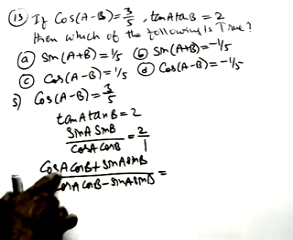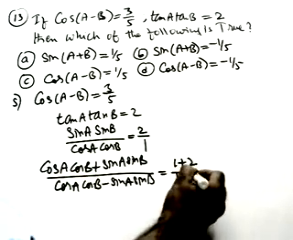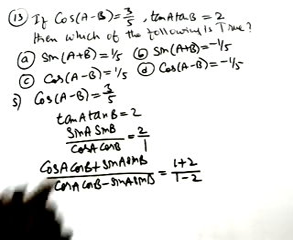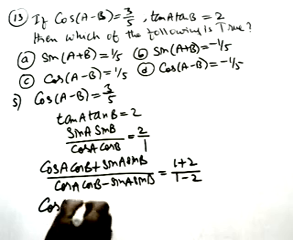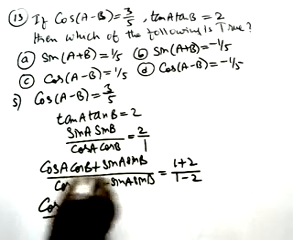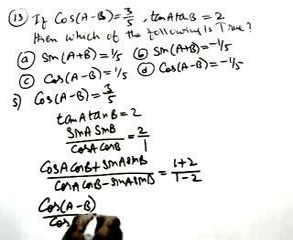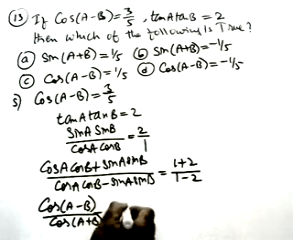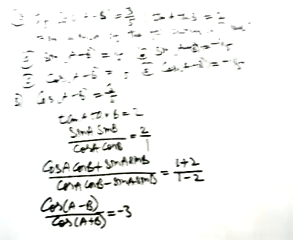In the same sense we have to do here. We started with the denominator, no? Here also we must start with the denominator. Denominator plus numerator by denominator minus numerator. So this is cos A cos B plus sin A sin B, which is cos A minus B, divided by cos A cos B minus sin A sin B, which is cos A plus B, equals 3, that is 2 plus 1, 3 by minus 1, is minus 3.